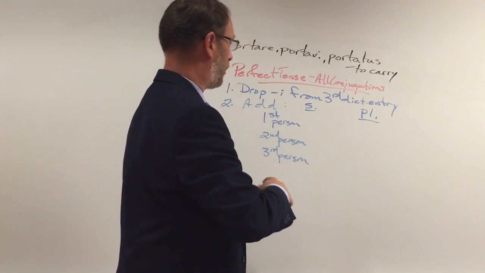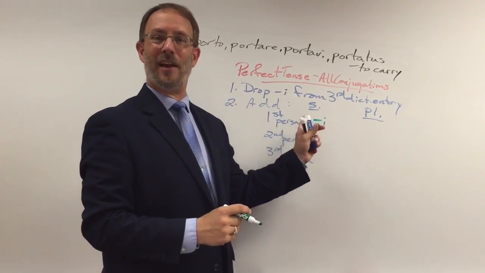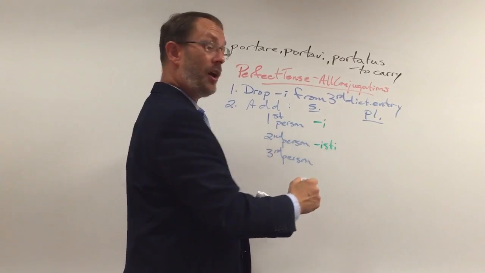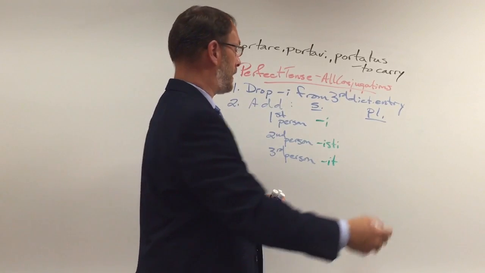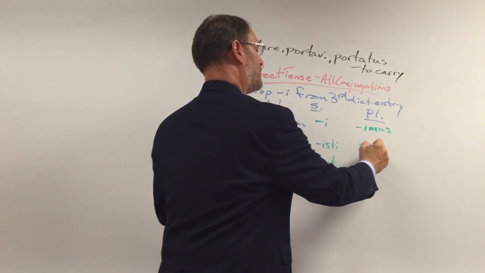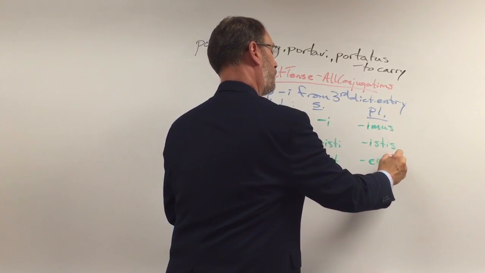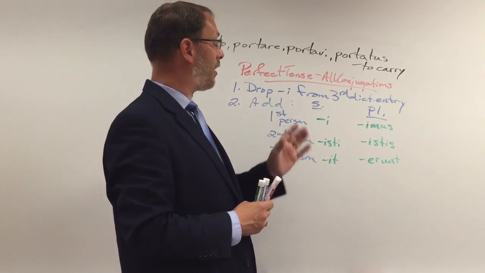And so here we go. We're going to add on an I. Yeah, I know you dropped it off and you added it right back on. Then second person singular, I-S-T-I or isti. Third person singular, I-T or it. First person plural, I-M-U-S. Second plural, I-S-T-I-S. Third person plural, E-R-U-N-T. I think you'll agree those look fairly different.